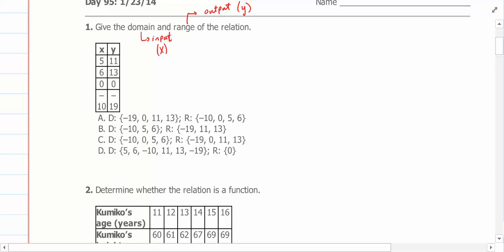So it looks like option C is our best choice so far. Let's double check to make sure the range matches as well. That should be negative 19, 0, 11, and 13. And that's what we have. So option C looks good for number one.